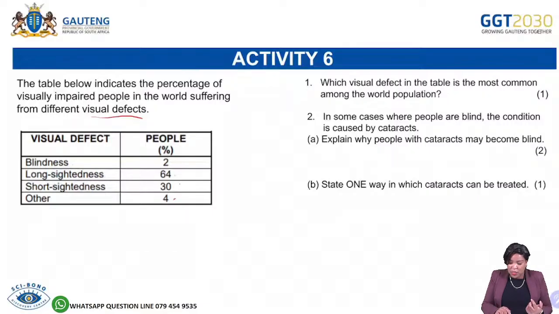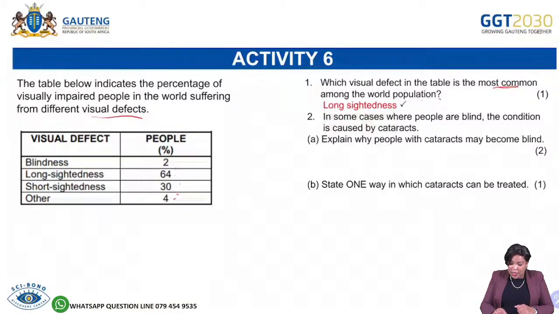Like the first question, which visual defect in the table is the most common among the world population? Now, if it says the most common, you go to your table and look for the one that has the highest percentage. So which one is that? That is your long-sightedness. This one is a free mark, it's a given.